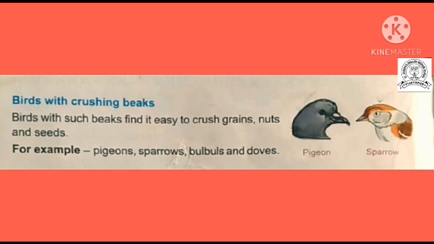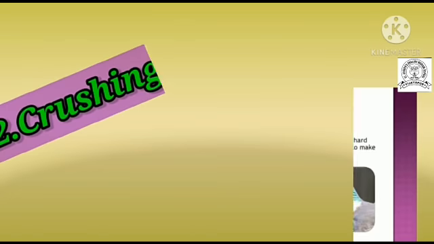Then the next para I will read here. Birds with crushing beaks. Birds with such beaks find it easy to crush grains, nuts and seeds. For example, pigeons, sparrow, bulbul and quail.